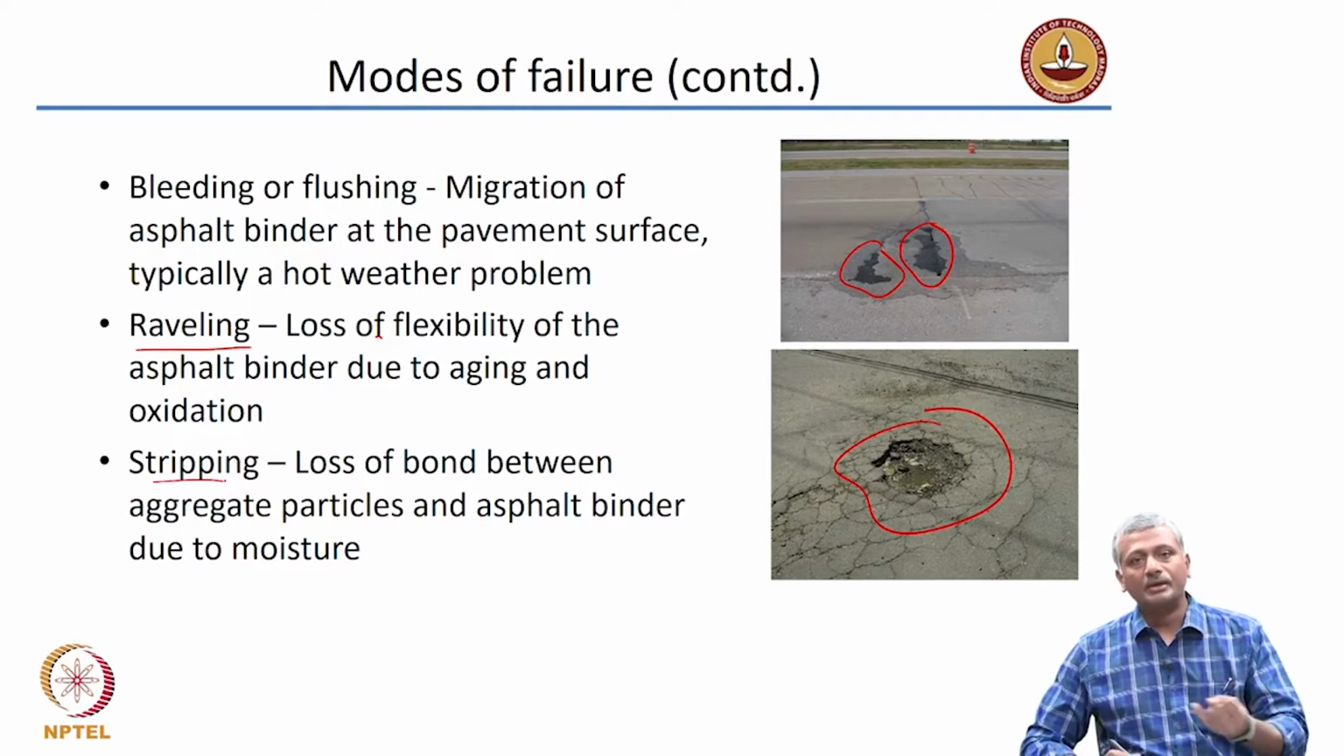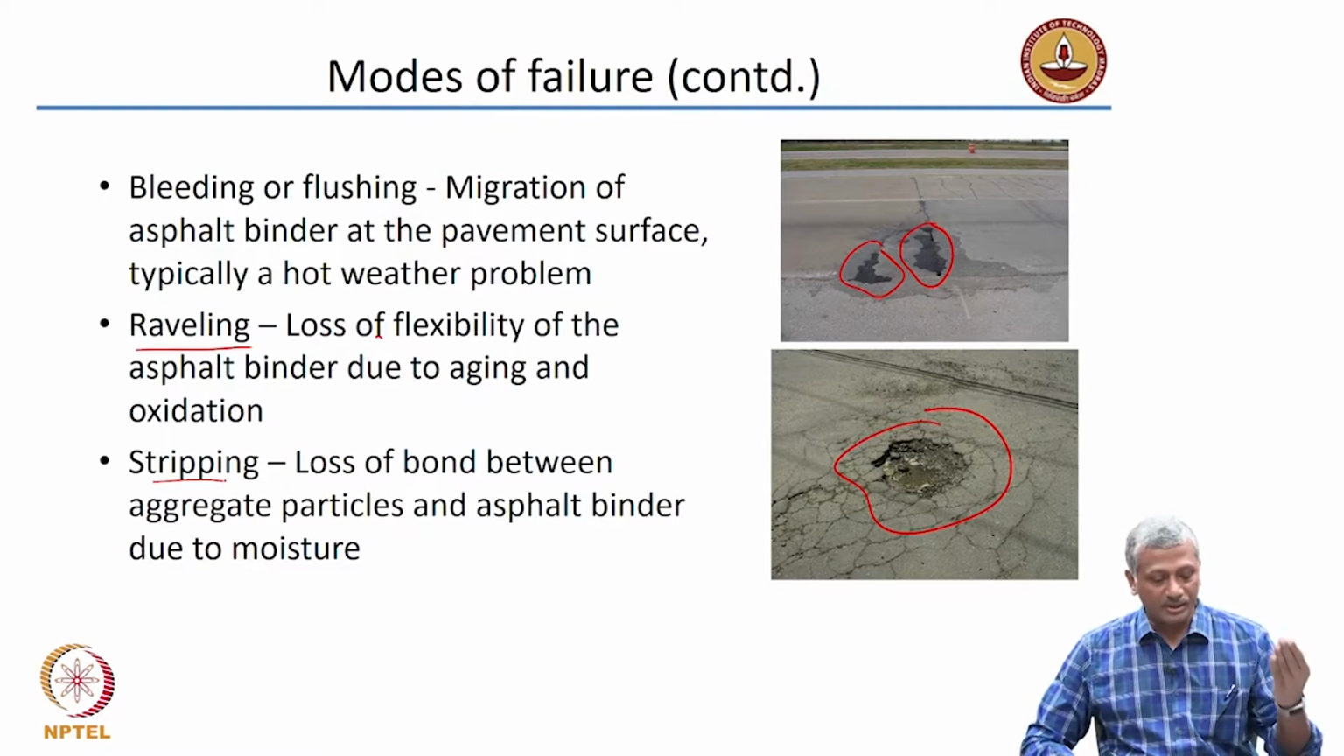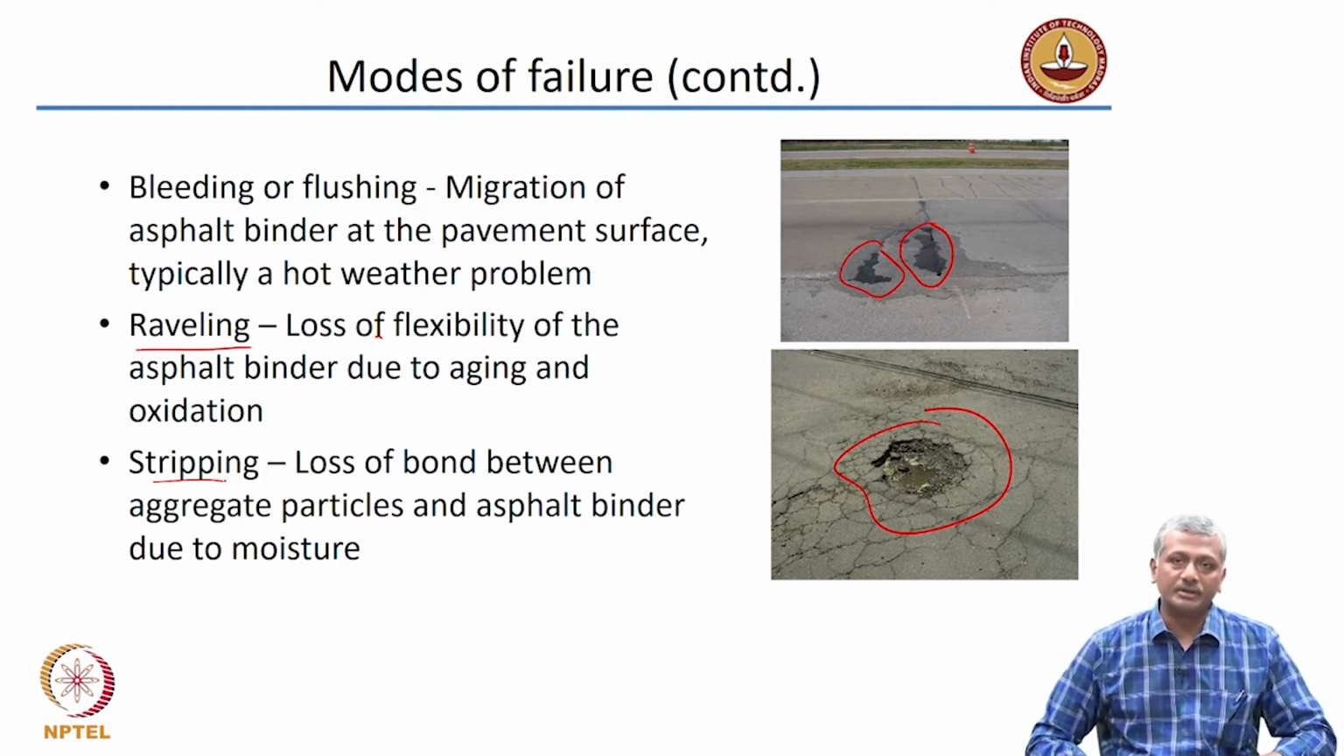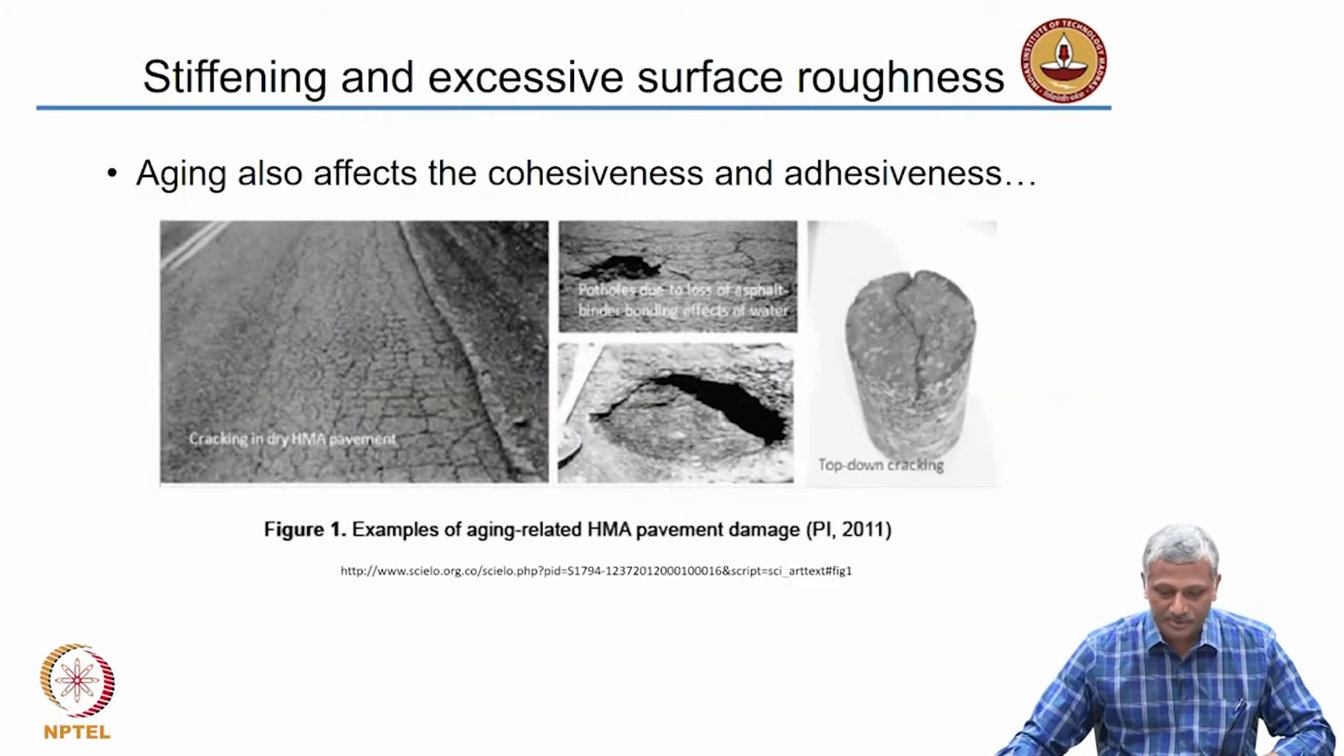So, we have looked at rutting, low temperature thermal cracking, fatigue cracking, bleeding or flushing, raveling and stripping. So, these are the common failure types that you observe in pavements. Let us look at some more examples of the same.